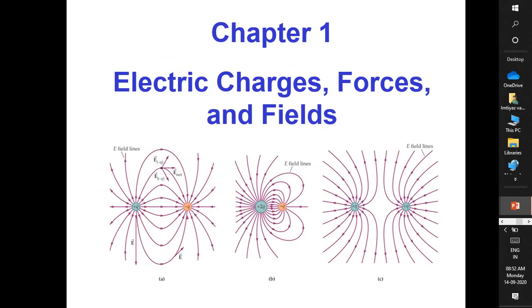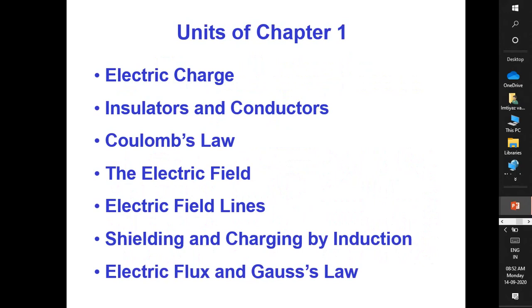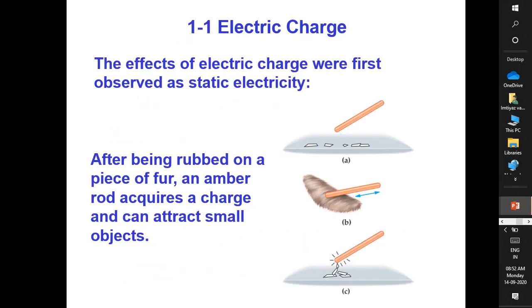So see here, first of all, electric charge. Our first chapter is electric charge, force and field. In these lectures, we'll be discussing electric charge, second is insulator and conductor, Coulomb's law, the electric field lines, shielding and charging by induction, electric flux and Gauss's law.